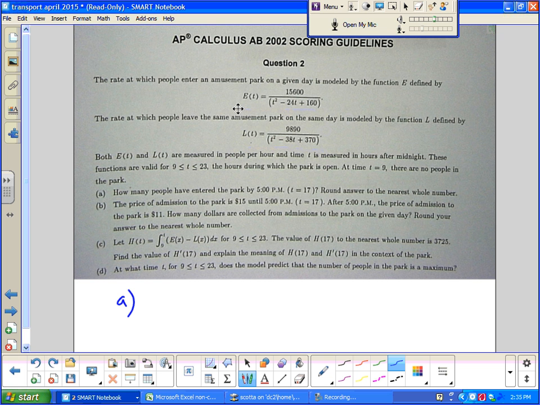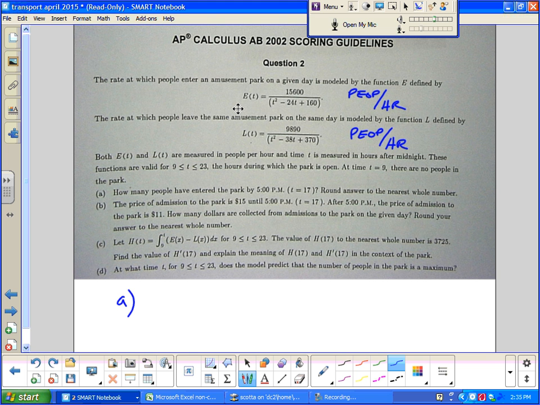Now, if I'm doing the AP, the first thing I do is put people per hour up here on both of these functions, so I realize exactly what the units are. I don't want to lose track of that. And I also know if I integrate that with respect to time, we're going to get people, right? So we know what's going on there.